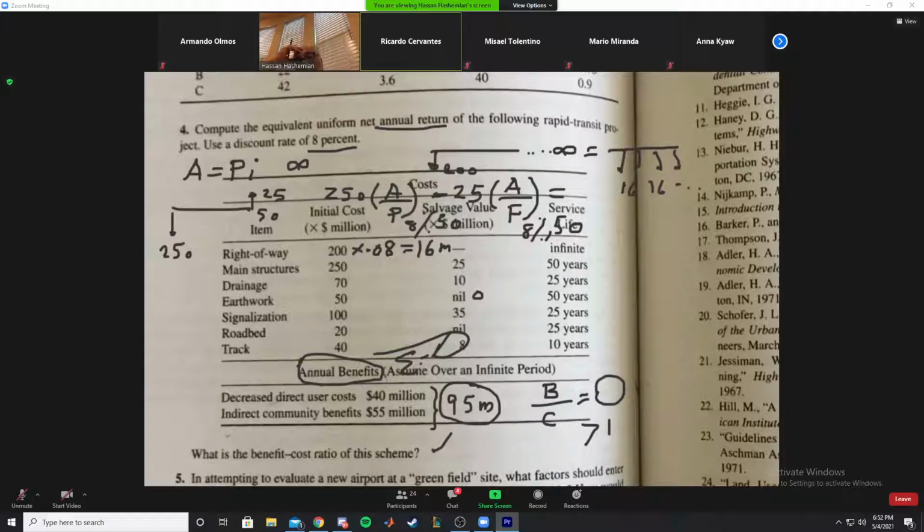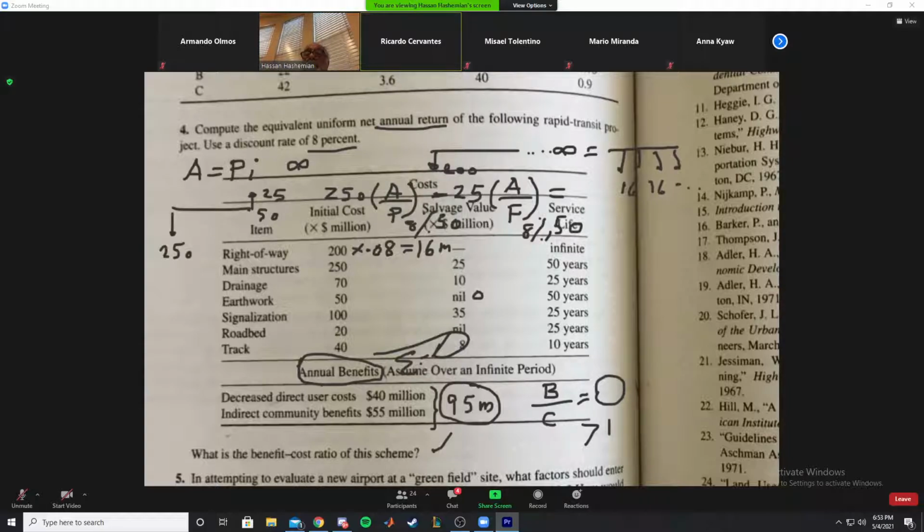Professor, C is 95, and then B is whatever we sum up? Or is it the opposite? No, the B is 95. Oh, okay, B is the 95. Yeah, B is 95, 40 million plus 55 million. And that's the annual. So B is annual. So you need to get the cost annual. So that's what we were doing. All the costs, you have to make it annual, so that you can be able to divide by each other and see if it's greater than 1 or less than 1.